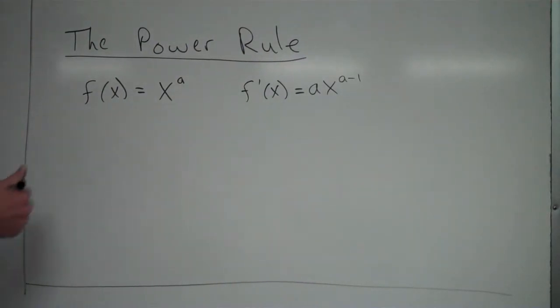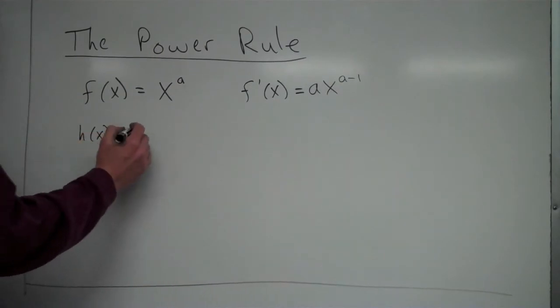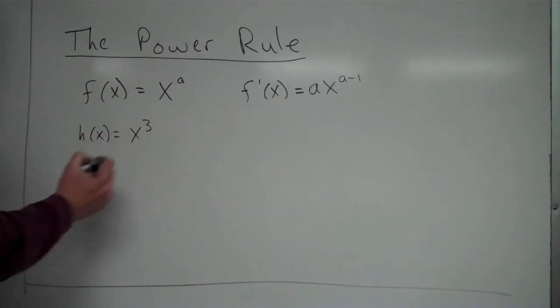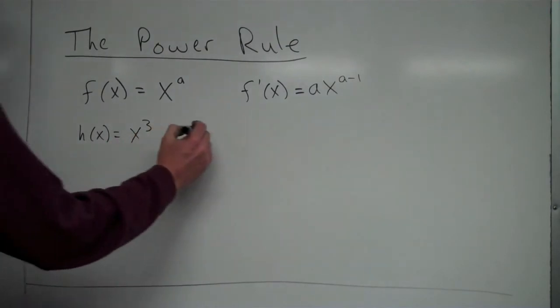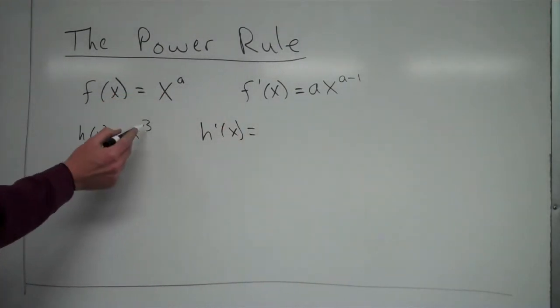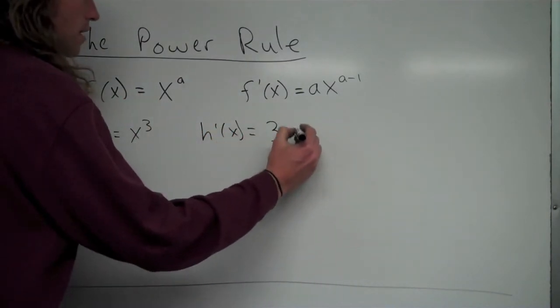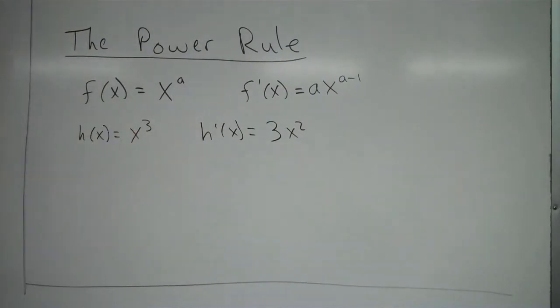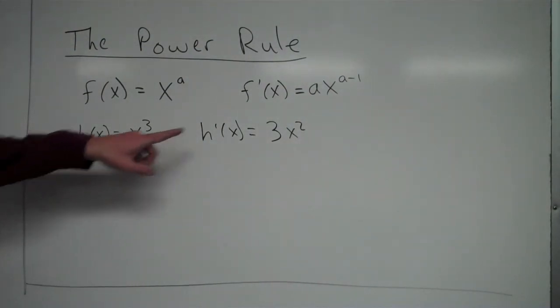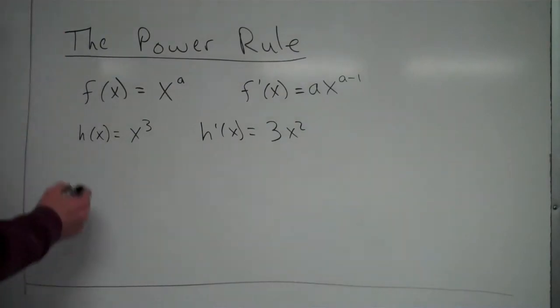So let's look at a couple examples here. Say you have h of x equal to x cubed. If you were trying to find the derivative, h prime of x, to apply the power rule you just bring the 3 down in front and subtract 1 from the exponent, and it becomes 3x squared. Again, if you use the limit definition of the derivative, you get the exact same thing, just obviously with a lot more time. So this is a nice shortcut.